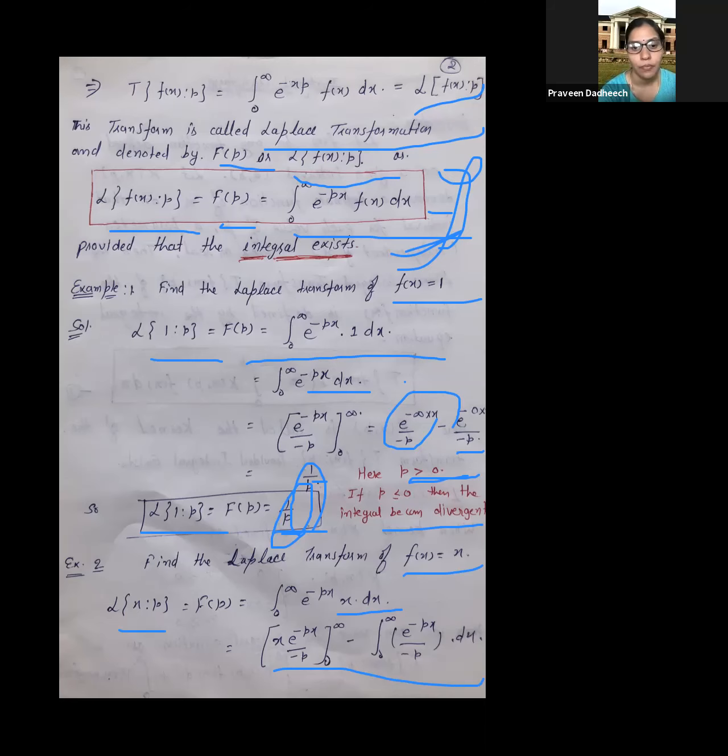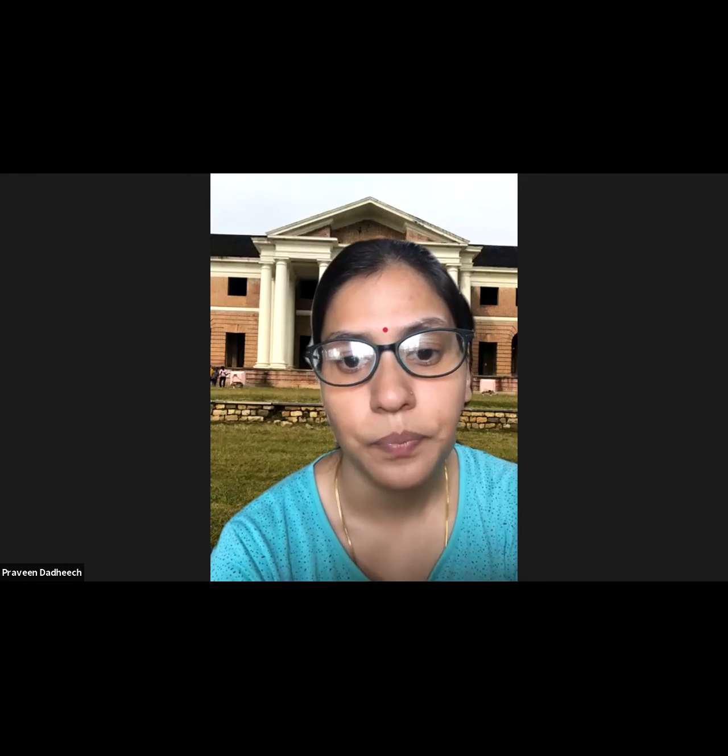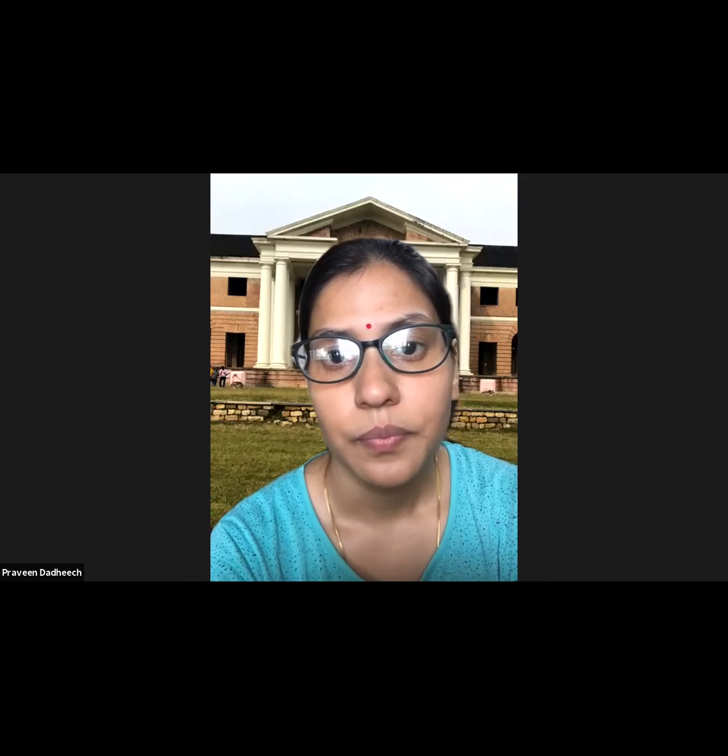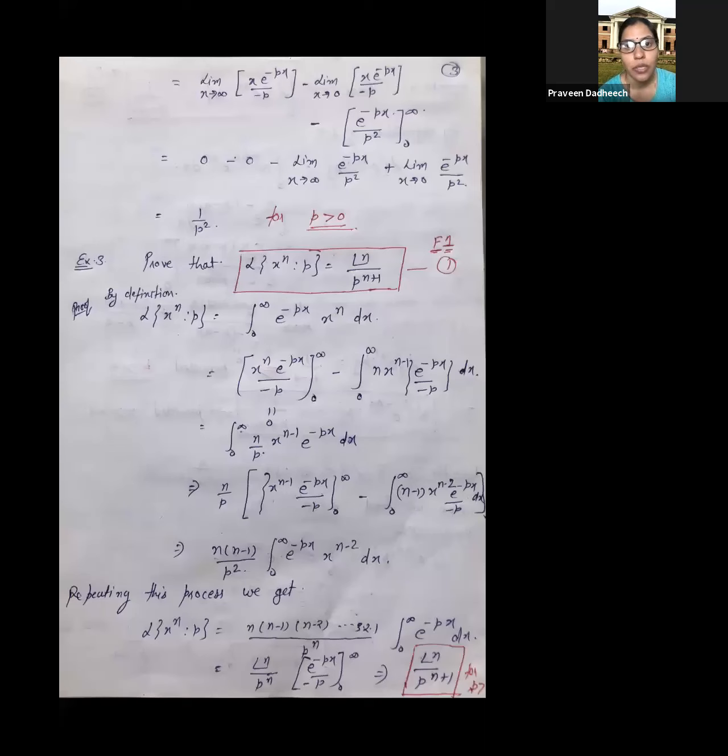Now you can do it by the integral by parts. You can say that this is x e to the power minus px over minus p, limit x tends to infinity and x tends to 0. As x tends to infinity, this becomes 0, and as x tends to 0, this again becomes 0. So what will we get here? Minus e to the power minus px over p square. Applying the limits, infinity is 0, minus of 0, 1 upon p square.